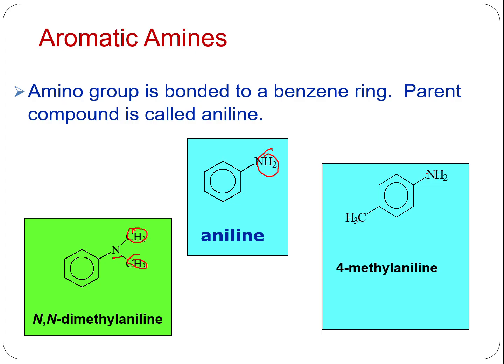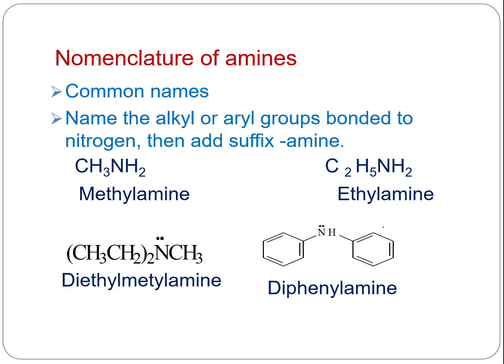Now coming to this third example, here this is aniline, a benzene ring with NH2, but at the fourth position there is a methyl group. So in the IUPAC system of naming, it will be called 4-methyl aniline, and in the common system, this position is opposite to the aniline group, so it will be called para-methyl aniline. The nomenclature of amines both in the common system of naming and the IUPAC system of naming we will be learning now.